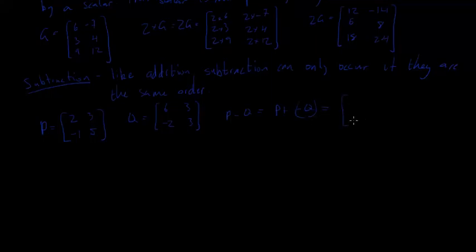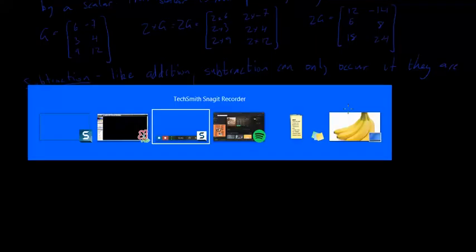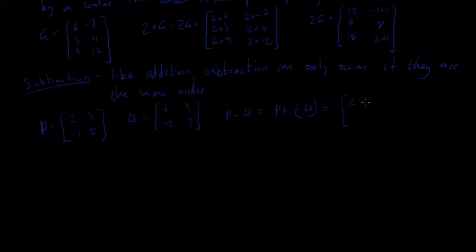Right, so we look at each element. 2 minus 6 is element 1,1; 3 minus 3 is element 1,2; negative 1 minus negative 2 is element 2,1; and element 2,2 would be 5 minus 3. So P minus Q, next one down, would be negative 4, 0, 1, because minus minus becomes a positive: negative 1 plus 2 is 1, and 5 minus 3 is 2. So that's P minus Q.